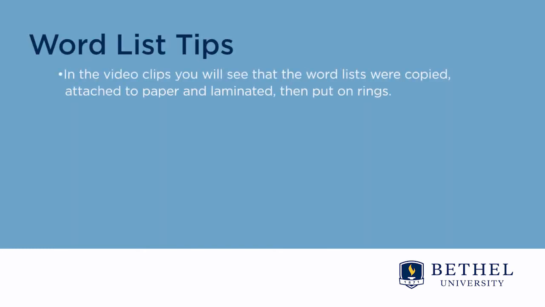In the video clips, you will see that the word lists were copied and attached to paper and laminated, then put on rings. All of the word lists were labeled with the grade level on the back where the student doesn't notice it. This makes it easy to go backward if a list was too difficult or forward to the next list if warranted.